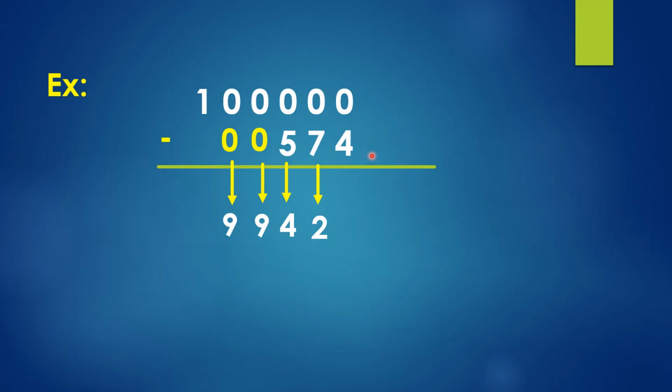Now the last digit 4. So last means it is Charamam Dashataha. So what should be added to 4 to get 10? So it is 6. So the difference is 99,426.